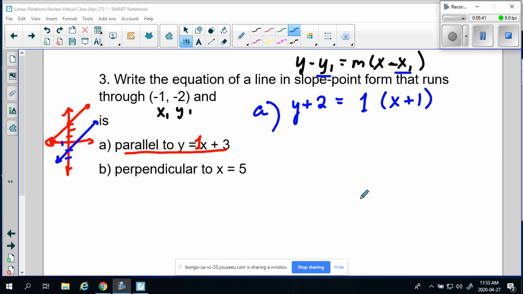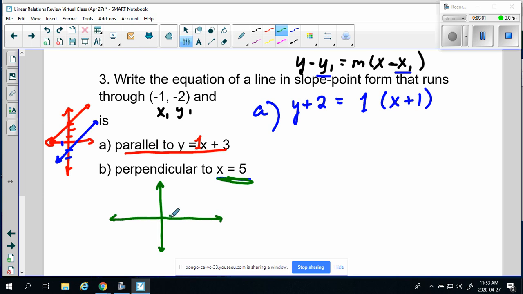The hard part about B is interpreting what this means. This x equals 5. Is this even an equation of a line? It doesn't look like y equals mx plus b. It doesn't look like this. Is this an equation of a line? And you have to remember that actually, yes, there is such a thing as a line of x equals 5. It's just that this line is a vertical line. This is the equation of a vertical line.